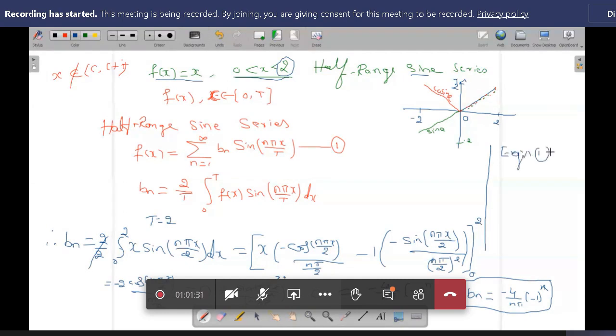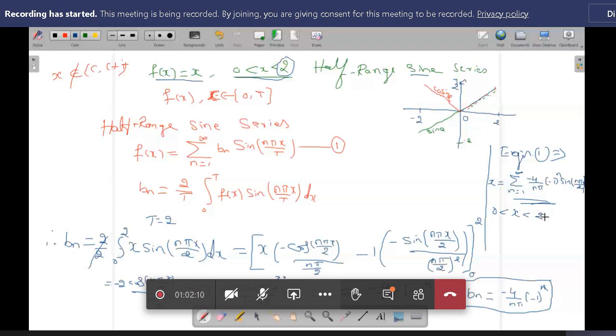We get f of x. So f of x is x equals summation n running from 1 to infinity bn, where bn is minus 4 divided by n pi into minus 1 power n into sine n pi x by 2. So here t is 2. Sine n pi x by 2 is the required half range sine series in the interval 0 to 2.